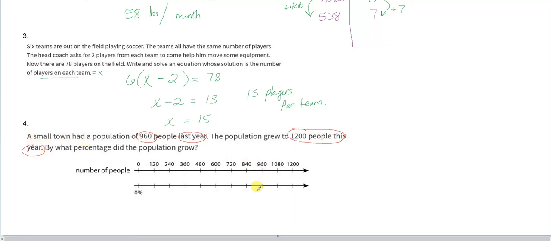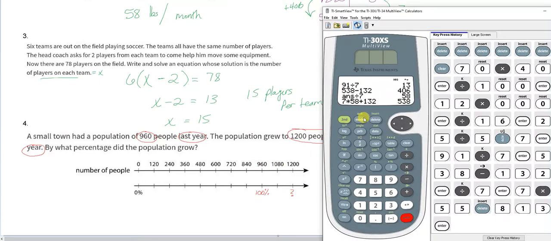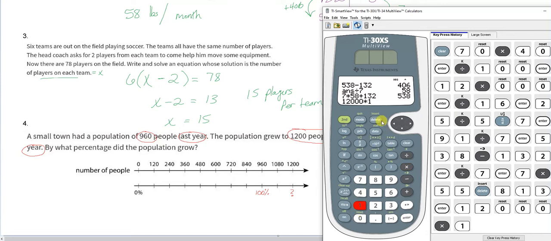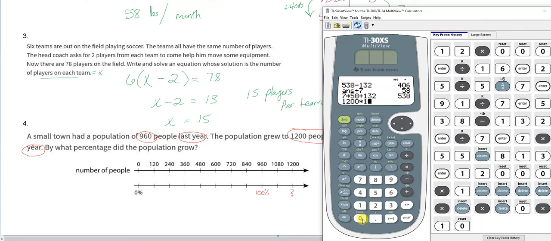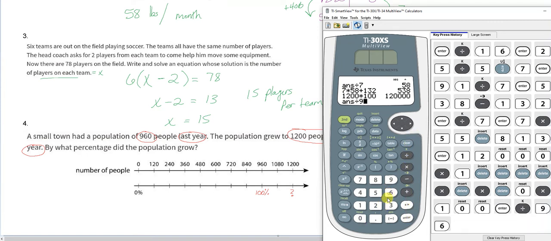So it went from here at its original 100% value up to 1,200 here, which is what we're trying to find. So the double number line can help us see that we can find that question mark by cross multiplying 1,200 times 100. It equals, of course, 120,000, and then we divide by the 960. And that gives us 125.